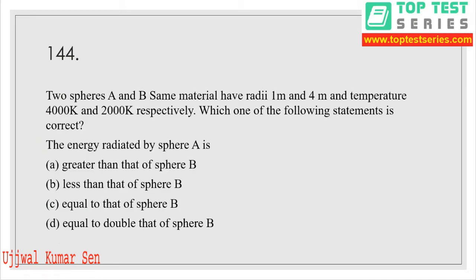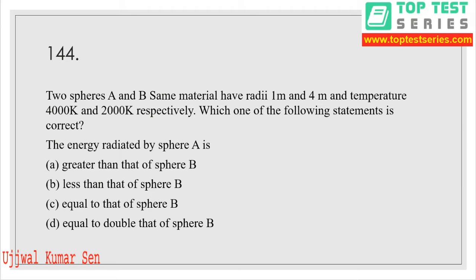Question number 144. What do we have given? Two spheres A and B, of the same material, have radii 1 meter and 4 meter, and temperatures 4000 Kelvin and 2000 Kelvin respectively. Which one of the following statements is correct?